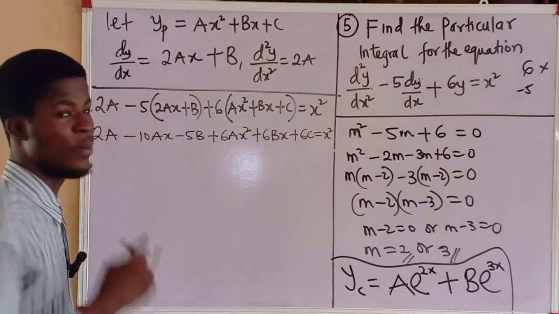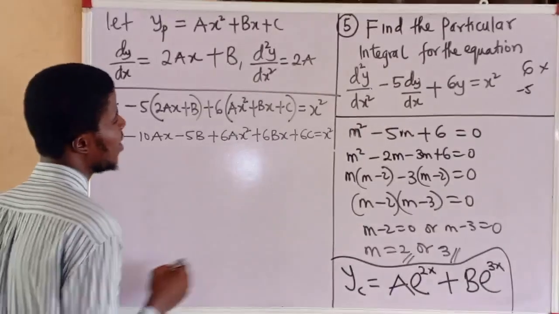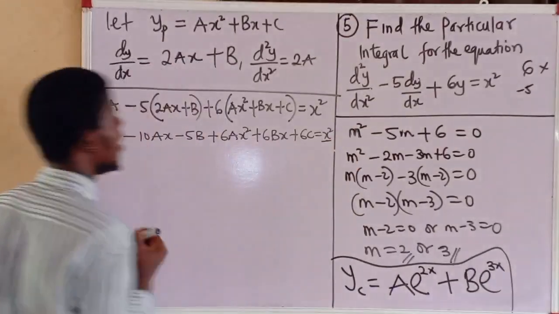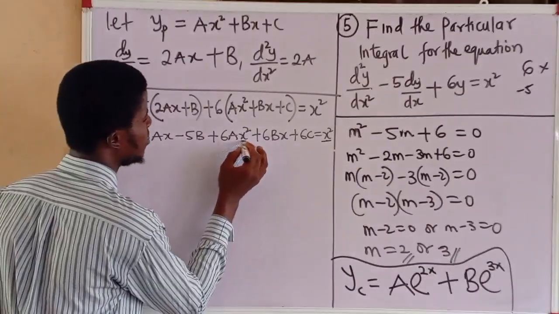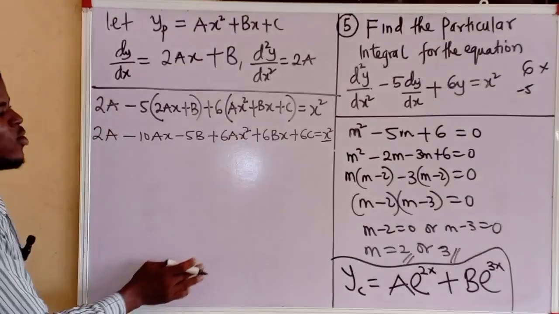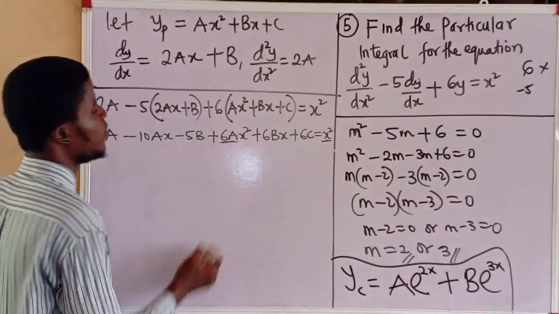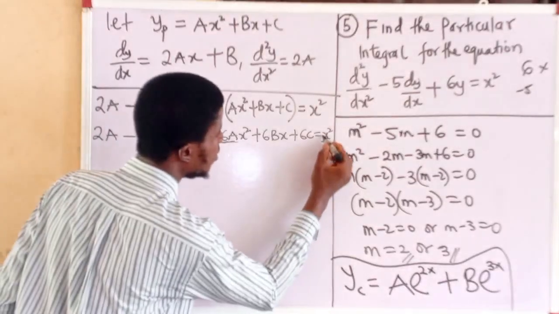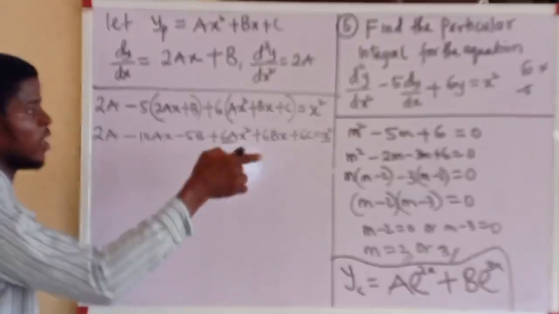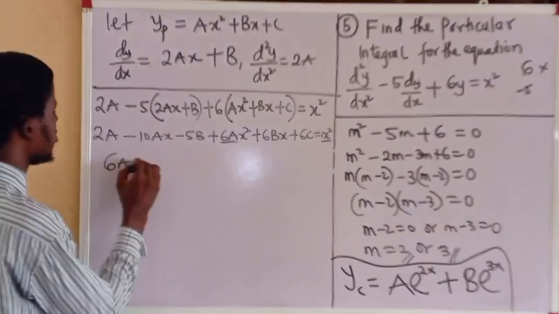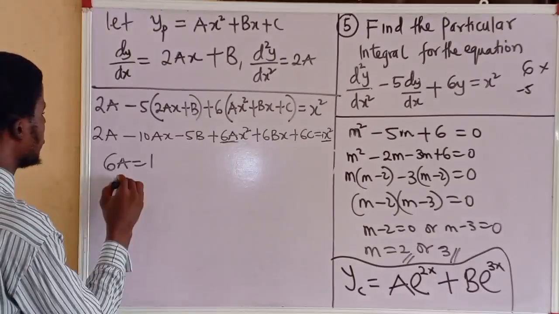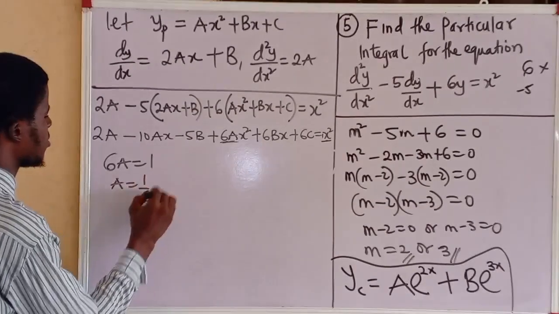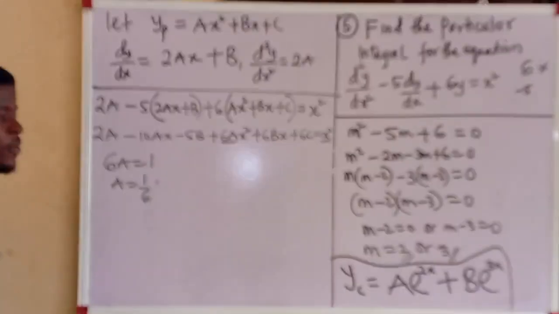All right, by comparing coefficients. I have x squared here. I only have one term in x squared at the left hand side, which is 6a. So if I compare coefficients, 6a, which is the coefficient of x squared at the left, is equal to 1, which is the coefficient of x squared at the right. So 6a is equal to 1. That means a is equal to what? 1 over 6. So I've gotten a already.